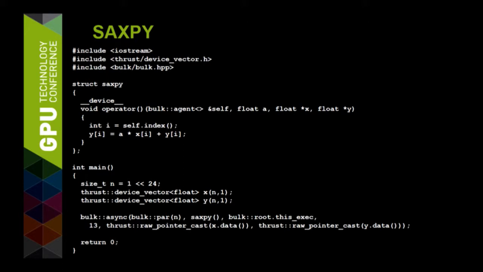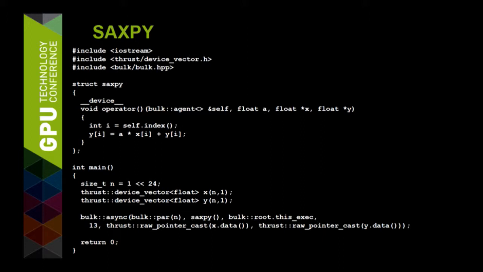So let's start at main. I want to implement Saxby, so I need a couple of arrays, x and y. Those are just device vectors. But I want to launch this Saxby kernel, which is expressed as a C++ functor at the top of the screen there. So I know how much work I have to do. That's just n, something like 2 to the 24th, which is something like 2 or 4 million, I guess.